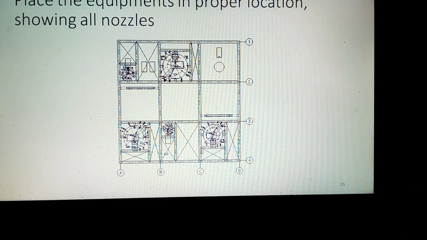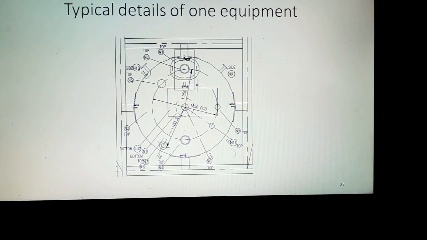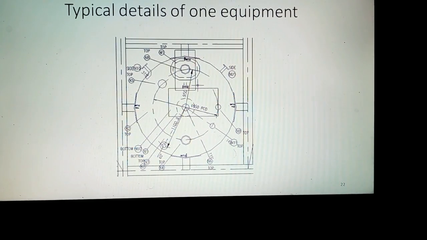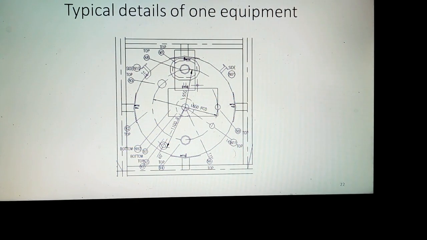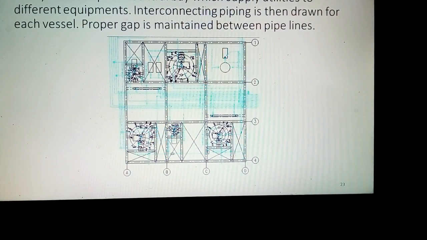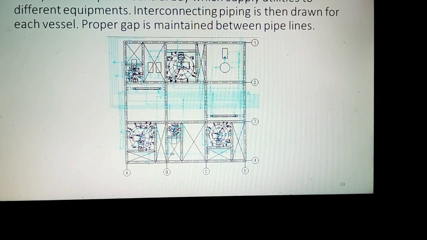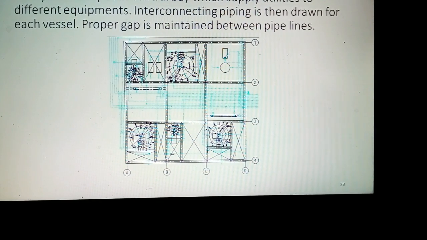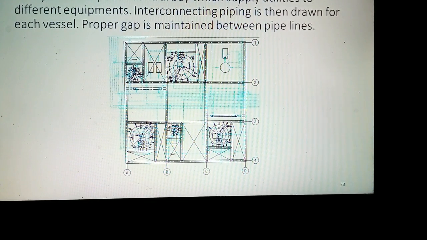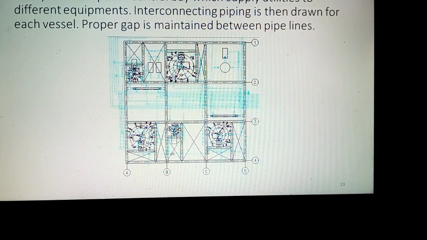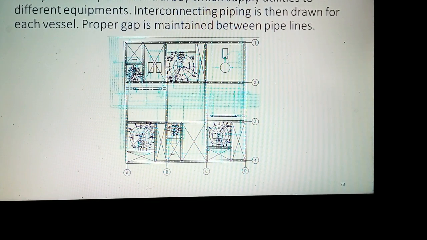Place the equipment in proper location, showing all nozzles. Typical details of one equipment. Utility lines are put in central bay which supply utilities to the equipments. Interconnecting piping is then drawn for each vessel. Proper gap is maintained between pipelines.